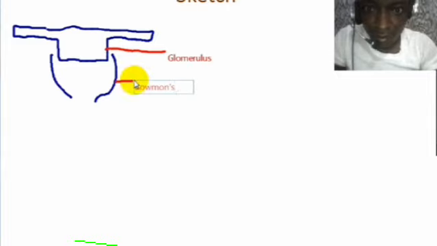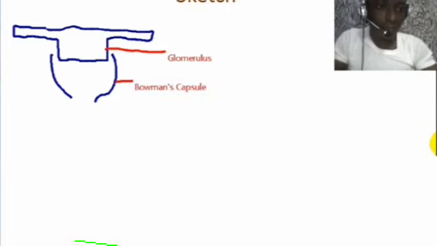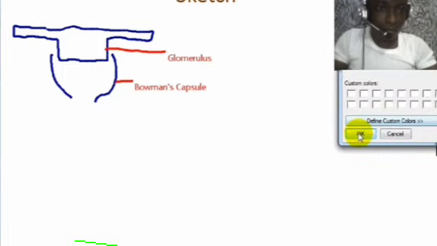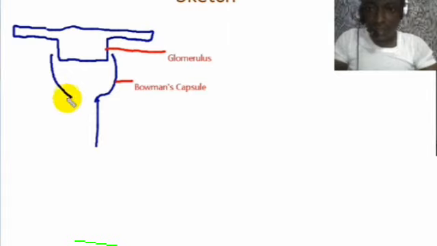It's very important that we know how to draw the nephron. Very important. This is the Bowman's capsule. Going forward, you can recall that the Bowman's capsule and the glomerulus are together known as the renal corpuscle. I'm going to label that later on.